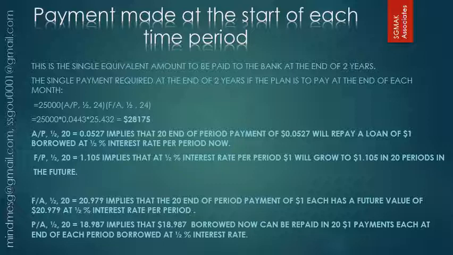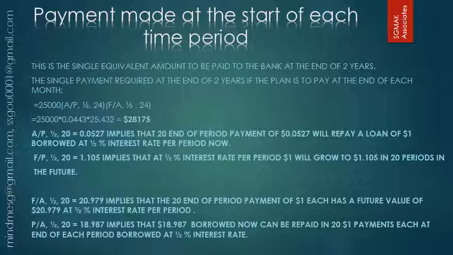It simply implies that if you make 20 end of period payments of approximately 0.0527, that will repay a loan of $1 borrowed now at 0.5% interest rate per period. So if you borrow $1 now, your repayment plan is $0.0527 at the end of the next 20 periods. That's your plan at 0.5% rate per month.